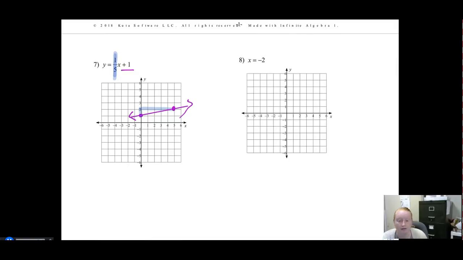X equals negative 2. This is an x equals graph, which means that it's a VUX. VUX stands for it's a vertical line, and that we're looking at the x-intercept. You can also use the fact that it's undefined to kind of tell you what the shape of it is.